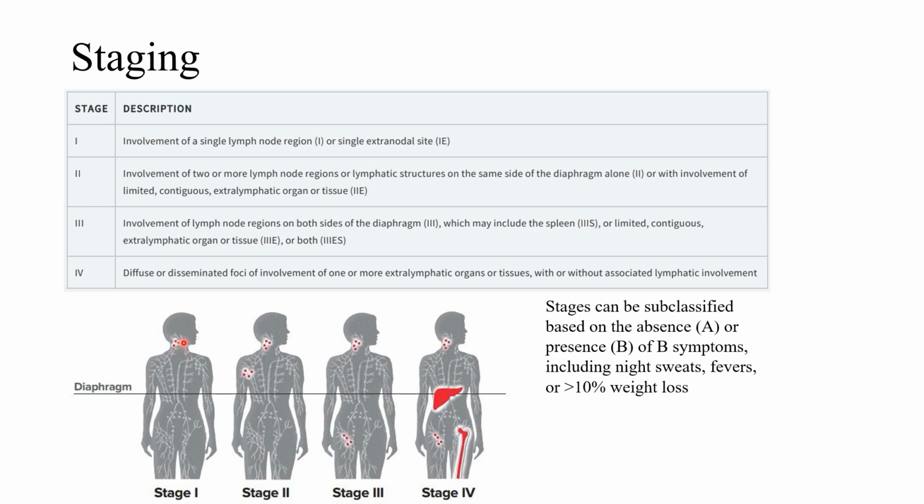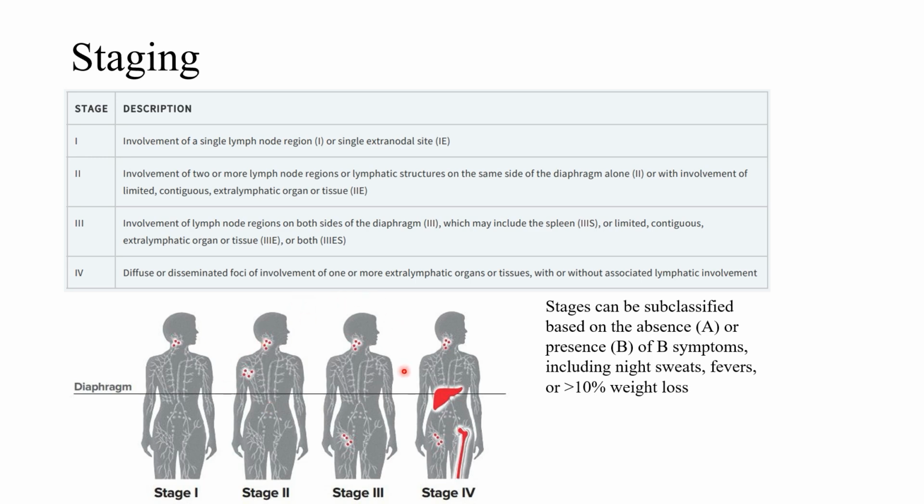We move on to stage 2. We see its involvement of 2 or more lymph node regions or lymphatic structures on the same side of the diaphragm alone, or with involvement of limited contiguous extralymphatic organ or tissue, that would be 2E. So as you can see here, the diaphragm is an important border in staging. Same side of the diaphragm, limited disease, limited to the lymph nodes, would be stage 2.